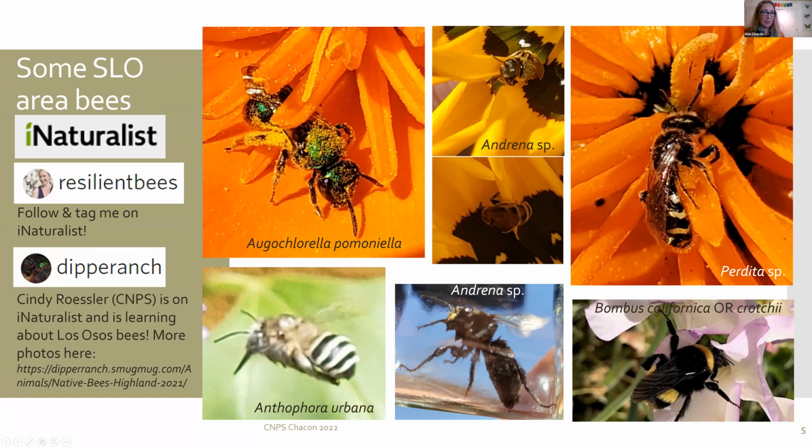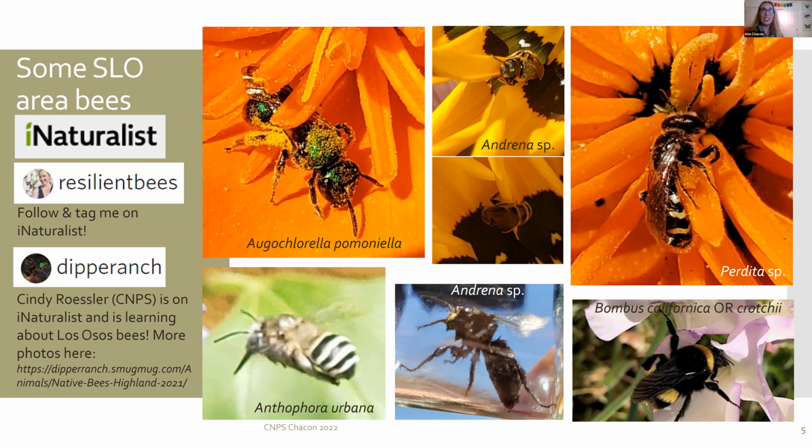And I got into this by meeting Cindy Rossler, who's in the meeting. She's your secretary, as I understand, and she has an iNaturalist account called Dipper Ranch, or Dippy Ranch, and she also has a photo log of bees in Los Osos. So they may even differ. I know they do actually differ a bit from what I have found so far. I'm over in Grover Beach.